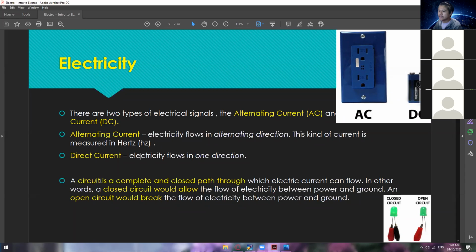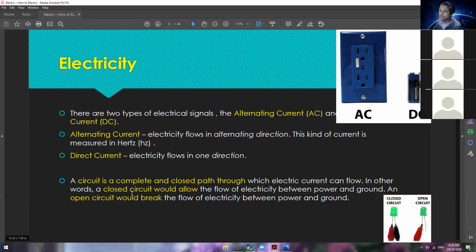So a circuit is a complete and closed path. As always, there's no such thing as a working open circuit, because if it's an open circuit, it will not create a path for the electricity, meaning it's a dead component. It's not able to receive and then deliver the electricity. To make it simple, a circuit is always a closed path through which electric current can flow.